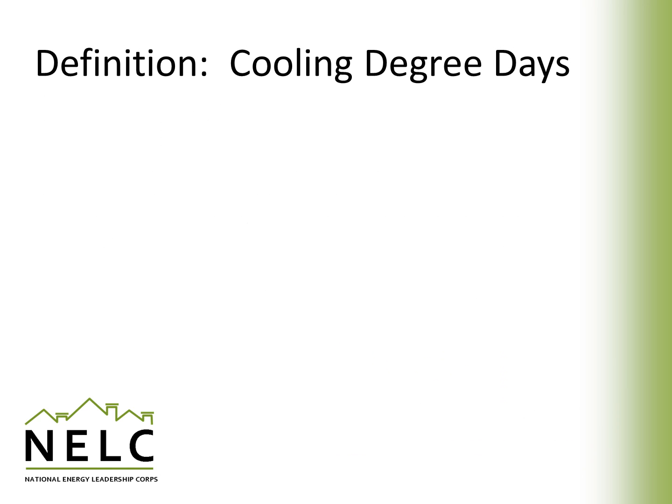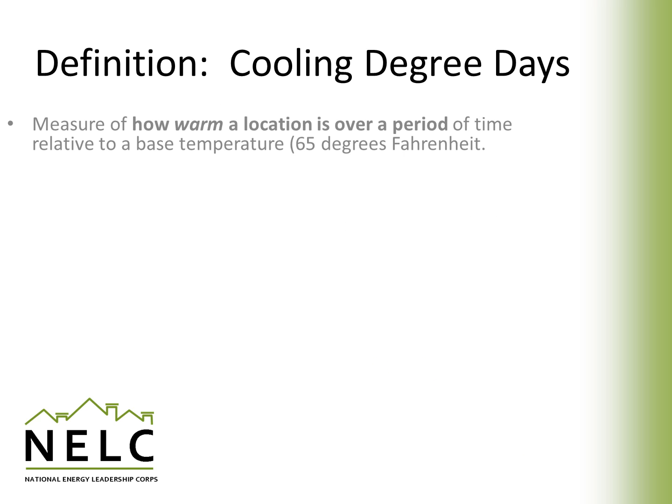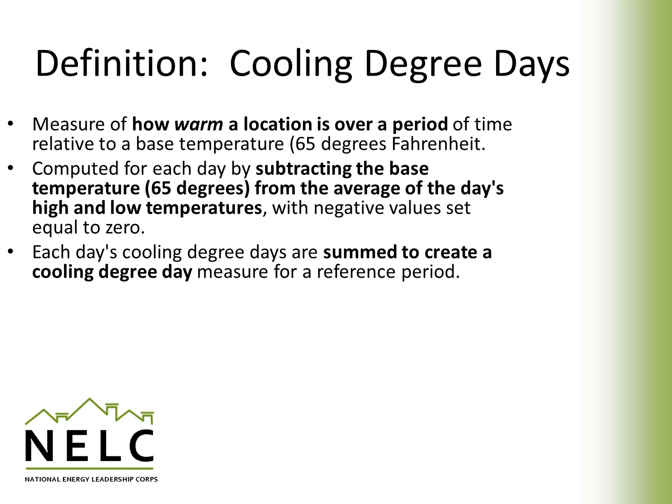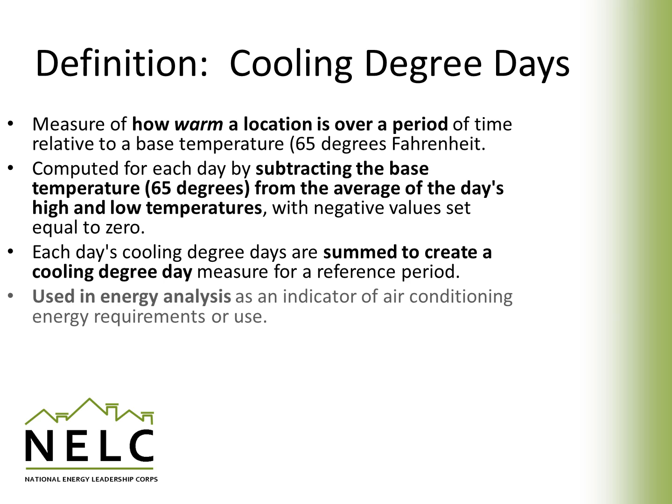Similarly, a cooling degree day is defined as the measure of how warm a location is for a period of time, and again 65 degrees is used as the base temperature. A measure is computed for each day by subtracting the base temperature from the average of the day's high and low temperatures, and again with negatives set to 0. Each day's cooling degree days over a period of time are then summed, and we usually calculate the total cooling degree days that are experienced over a given year. Cooling degree days are then used in an energy analysis as an indicator of air conditioning energy requirements or use.